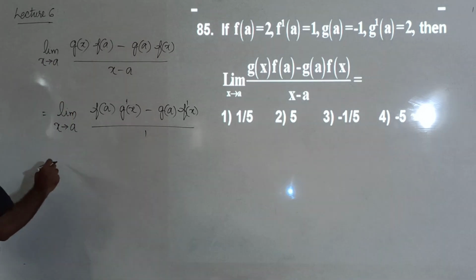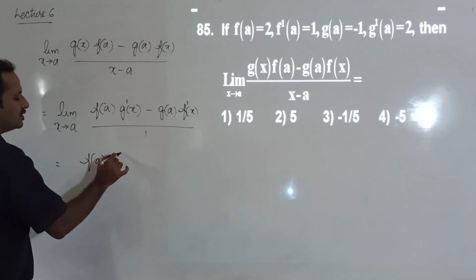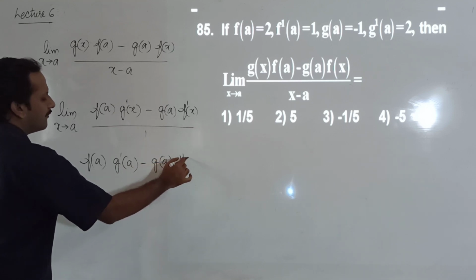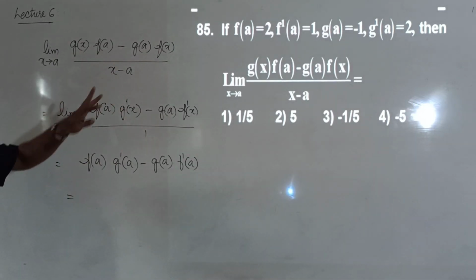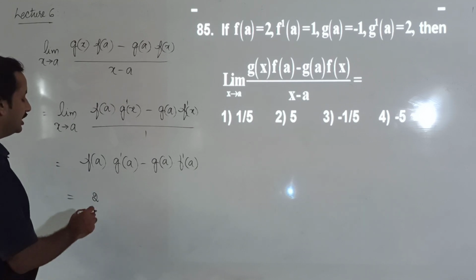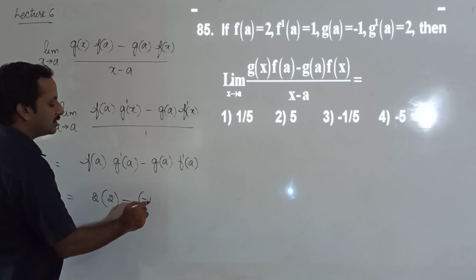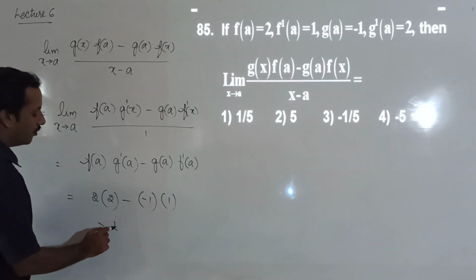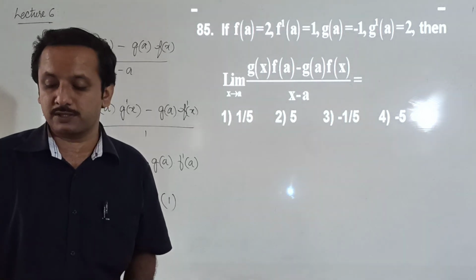Now if I apply the limit as x tends to a, I am getting f of a into g dash of a minus g of a into f dash of a. That's equal to f of a, which is 2, then g dash of a is also 2, minus g of a, which they have given as minus 1, f dash of a is plus 1. So we get 4 plus 1, that's equal to 5. Second option.